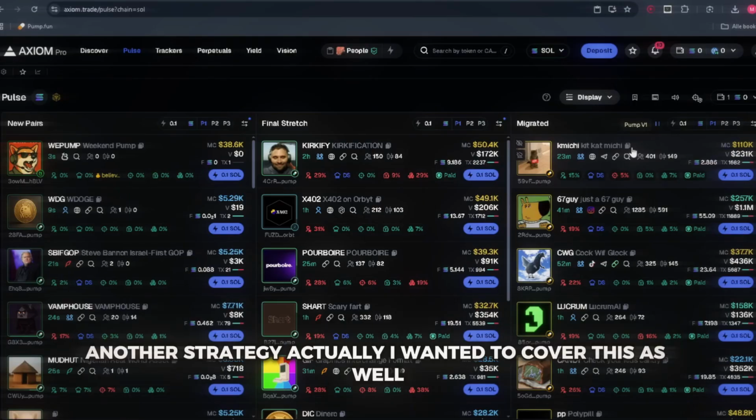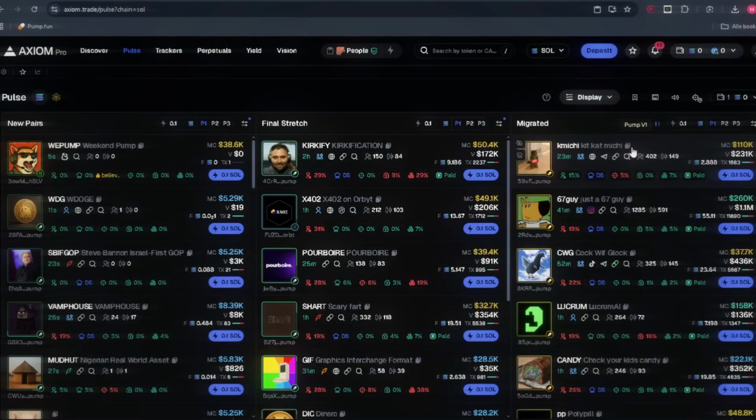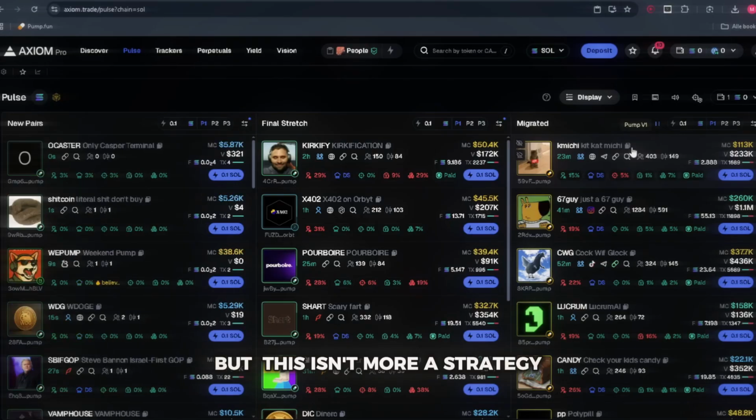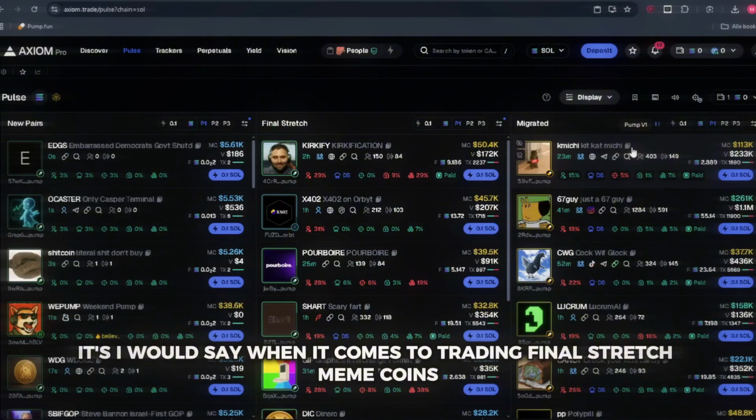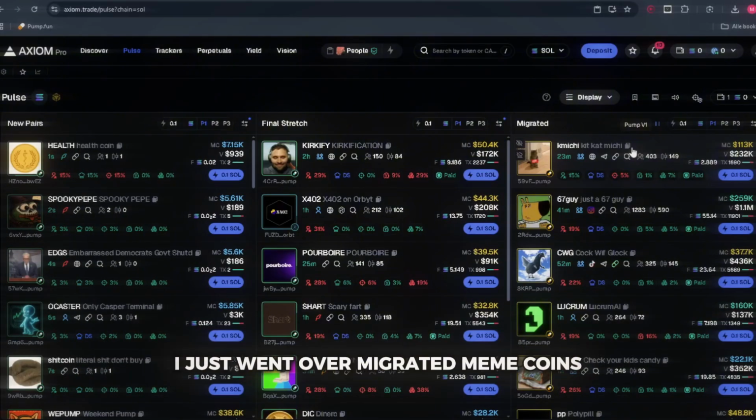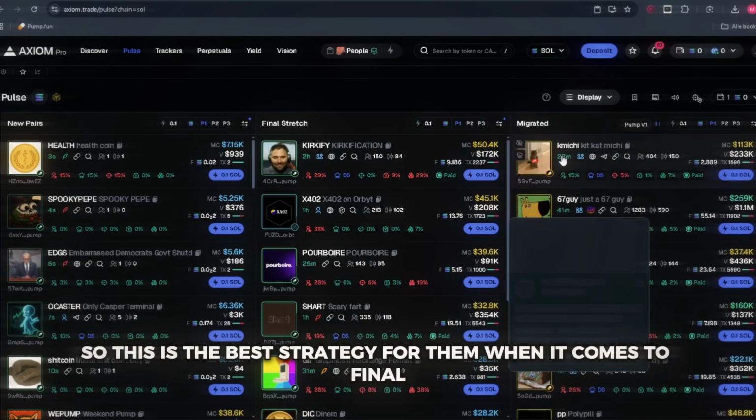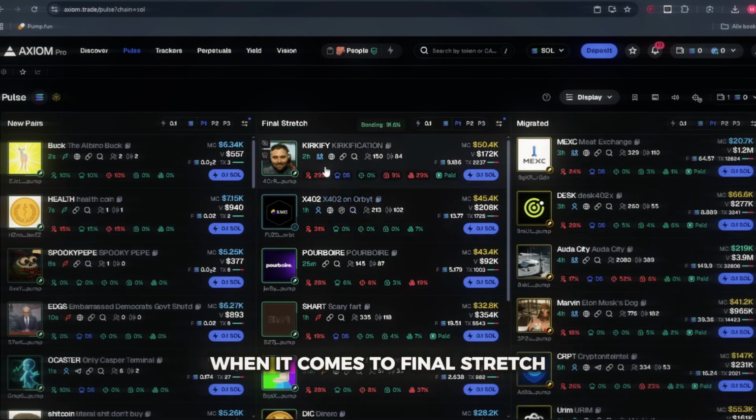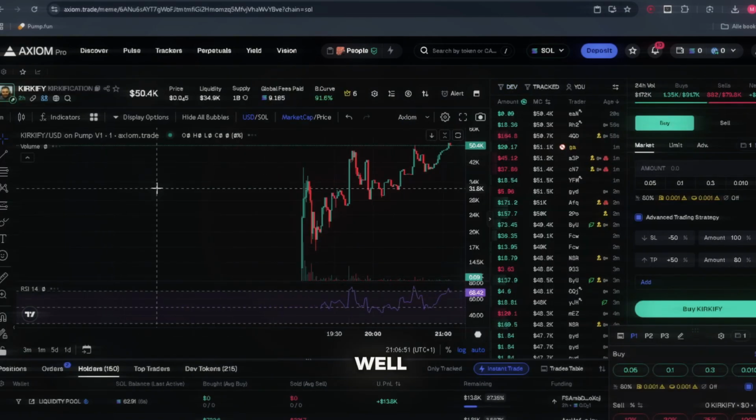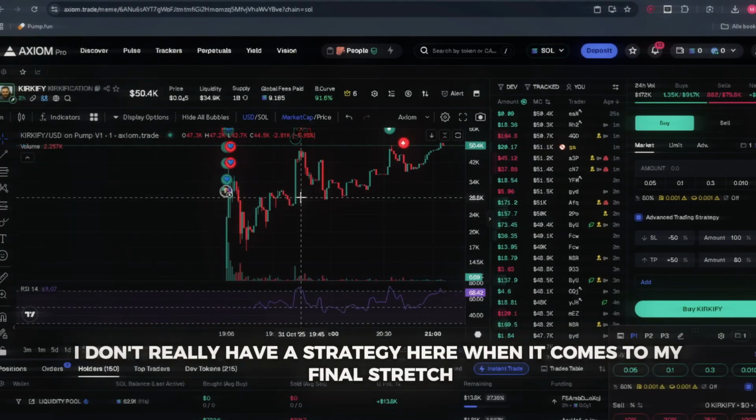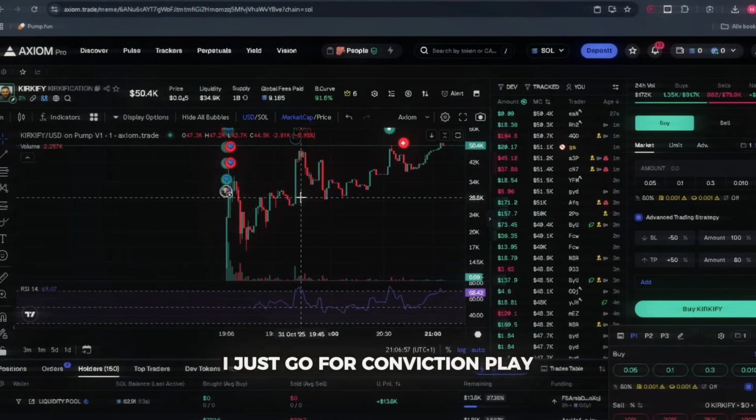Another thing I wanted to cover as well, but this isn't more a strategy: when it comes to trading final stretch meme coins, I just went over migrated meme coins, so this is the best strategy for them. When it comes to final stretch, you shouldn't really be looking at a strategy. I don't really have a strategy here. When it comes to final stretch, I just go for a conviction play.